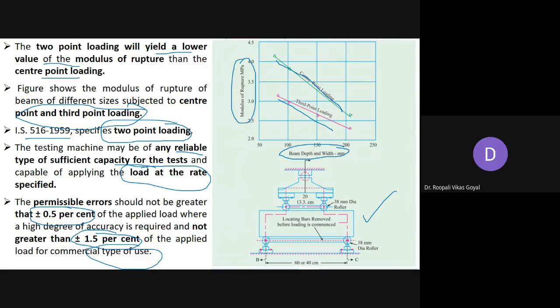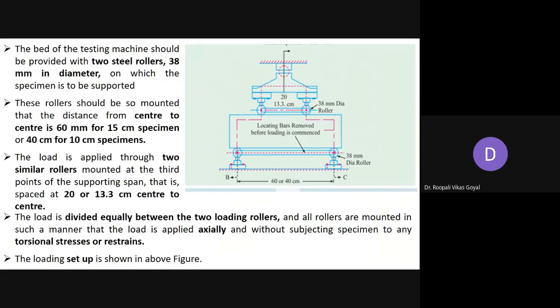So here, the bed of the testing machine should be provided with two steel rollers. You can see two steel rollers of 38 mm diameter provided at a center to center distance of 60 centimeter for a 15 centimeter specimen. Here there is a typing mistake, it is centimeter, and for a 10 centimeter specimen it should be 40.